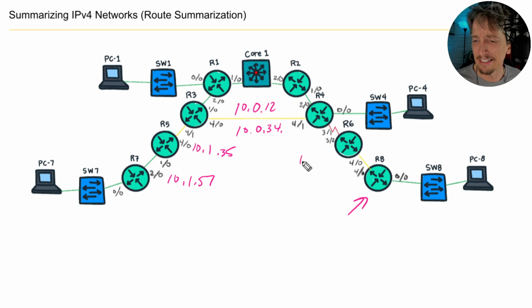So over here on the right-hand side, it's network 10.2. And over here, between R4 and R6, it would be 46. And between R6 and R8, it would be 68. So 10.2.68.